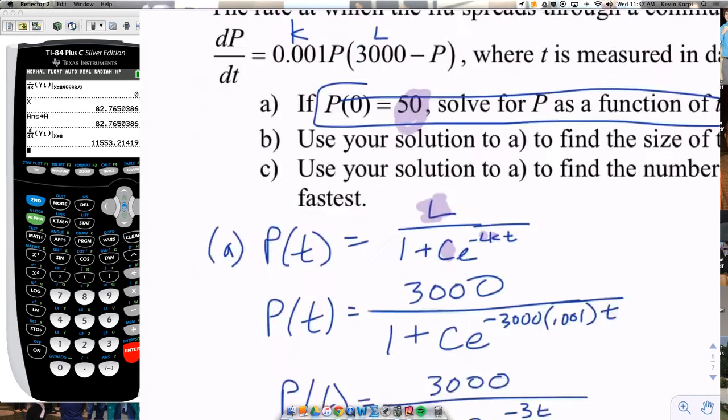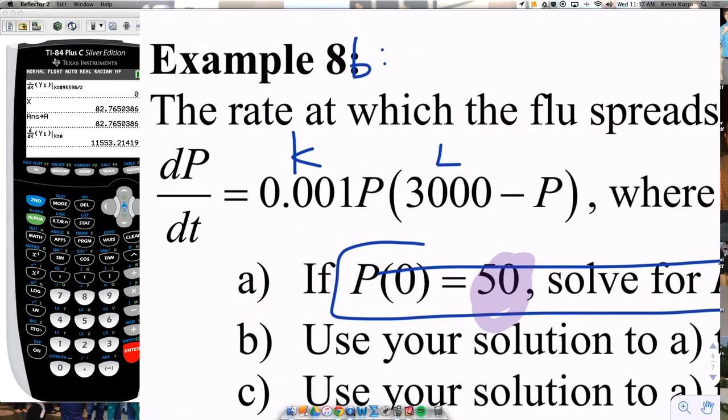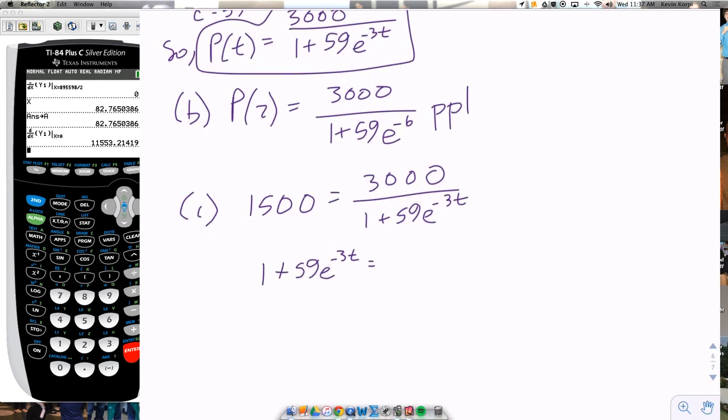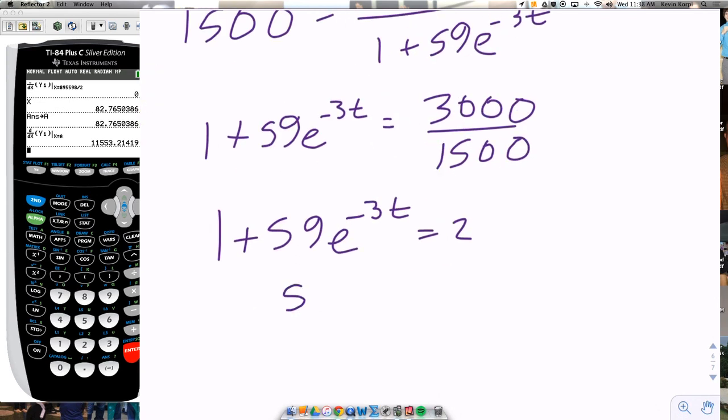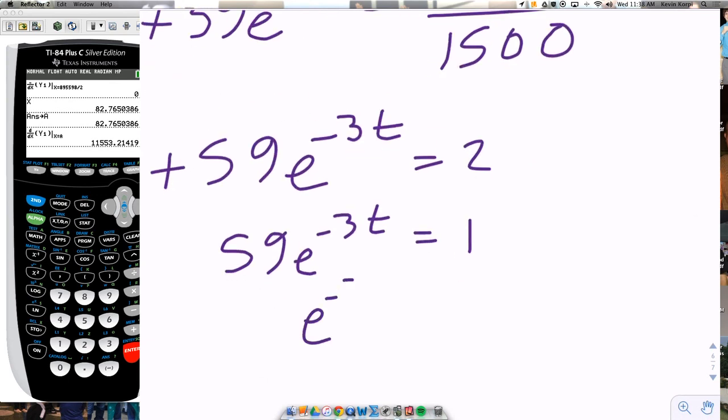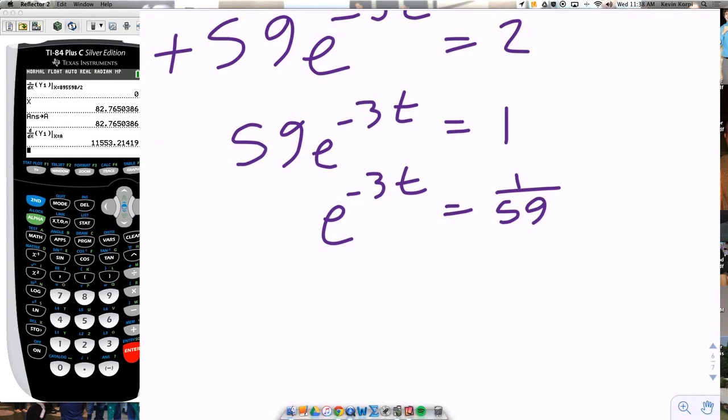Well, could I use this model up here to find the number of days? That doesn't have t in it, no. So I'm going to have to keep going here. And I'll switch it, and I get 3,000 divided by 1,500. And what is 3,000 divided by 1,500? 2. So now I got to start peeling back the layers. I'll subtract 1 from each side. 2 minus 1 is 1. Divide through by 59, and you get 1/59. Now you have to undo both sides, so you natural log it, and you get negative 3t equals the natural log of 1/59.